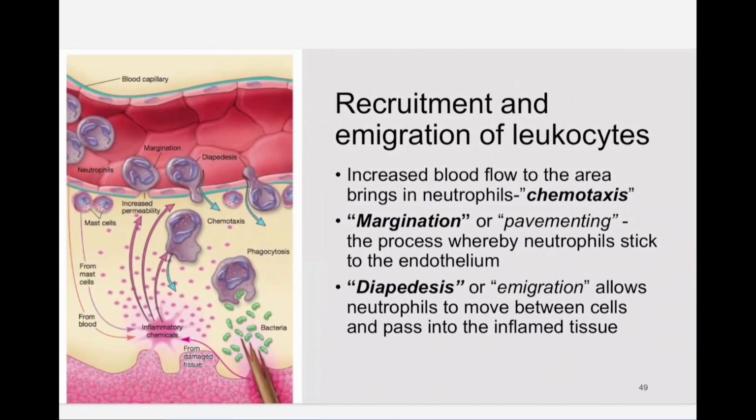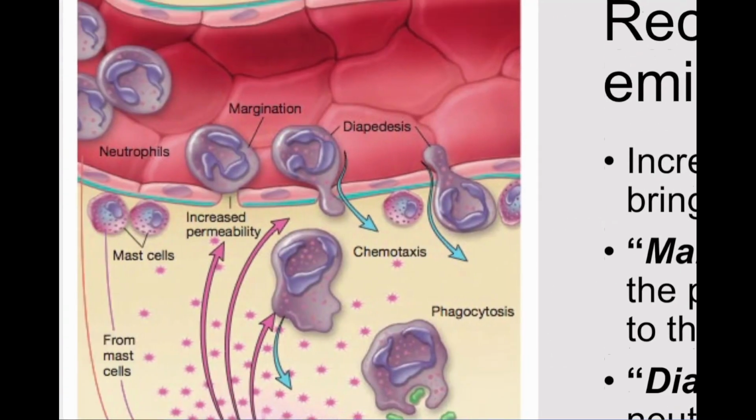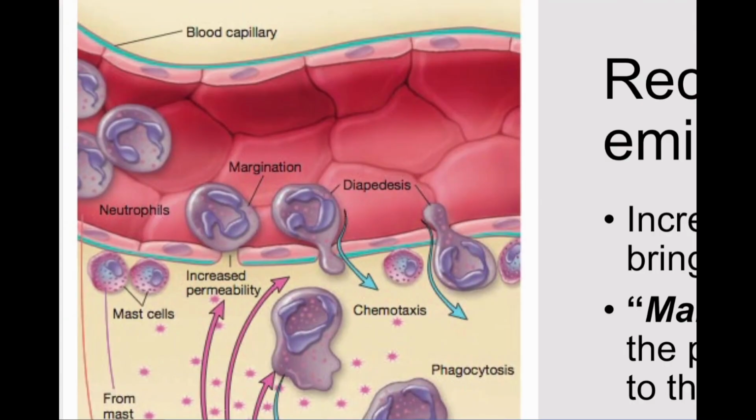Okay, so that was the first phase. Vascular permeability, more blood flow to the area, vasoconstriction to wall it off. The next thing that happens, we have to get the white blood cells out of the blood into the tissue.